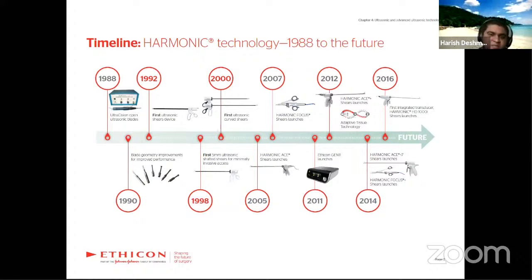So how has the energy system evolved during this era of Harmonic? The first time Harmonic came was in the year 1988, and after that it has been evolving. We had ultrasonic laparoscopic devices with 10 mm shears. Then we came up with 5 mm shears. Now whatever you see today is all advanced shears. We devised adaptive tissue technology in the Harmonic so that all shears you use are used in this.